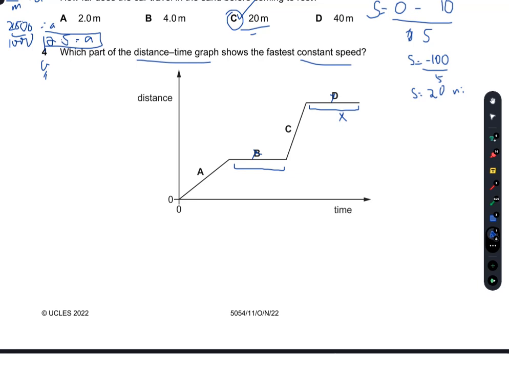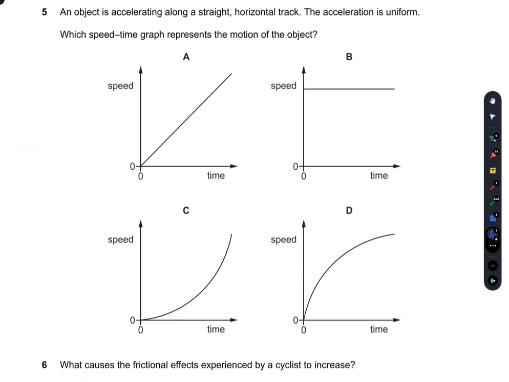Whereas among A and C, the slope of a distance time graph indicates the speed of the moving body. Comparing A and C, C has the fastest constant speed because C is much more towards the y-axis as compared to A, which is more towards the x-axis. So the greater the slope towards the y-axis, the greater the speed. So that means C is the right option.